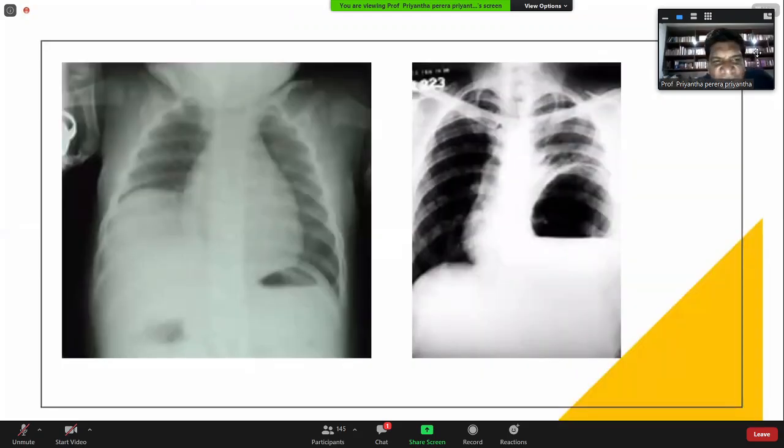This child has only mild respiratory distress. These 2 X-rays are showing the same condition. What does that show? Unilateral diaphragmatic paralysis. Okay, that's a possibility. That's not common though.